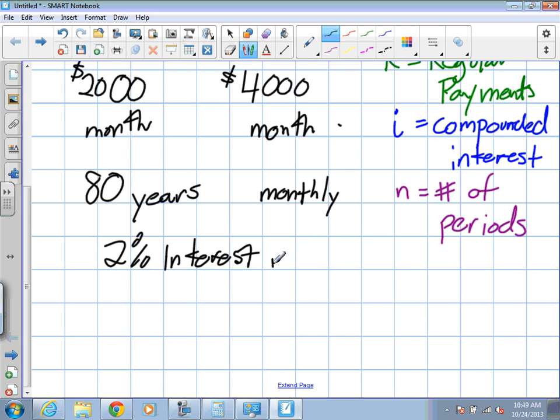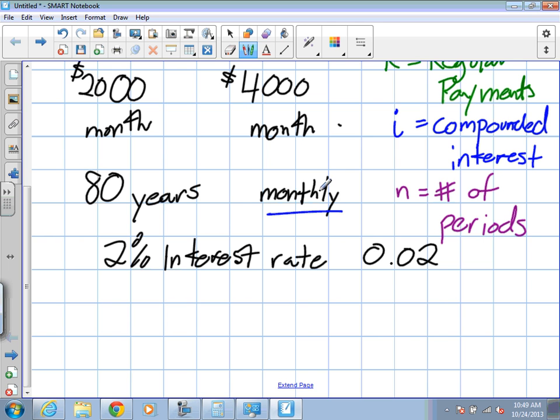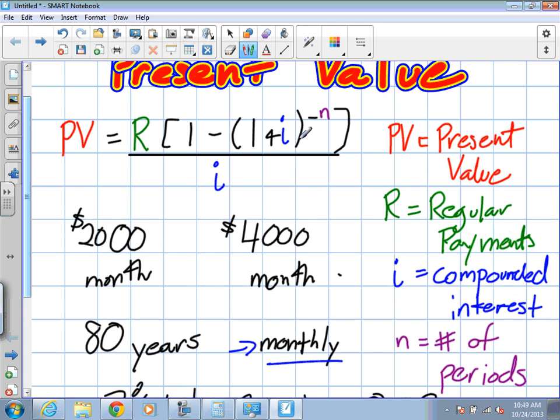An interest rate of 2%, which means as a decimal that's 0.02. And this account compounds things monthly. So our compound period is monthly. So we have to define all of our variables here. First of all, we'll call this example A, and this one will be B.